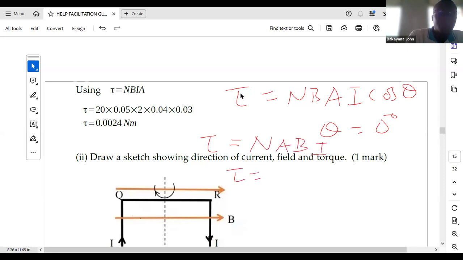So here it's a matter of substituting. You are given values. You are given the number of turns. You are given the dimensions of the plane, the length and the width. You are given the magnetic flux density and the current. You can get the torque. Is that okay? Of course, when you have the dimensions, length and width, they can give you the area.